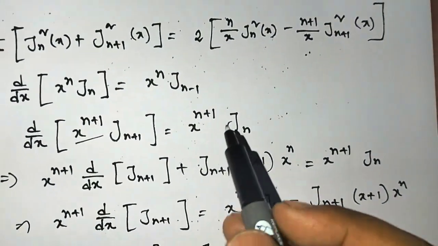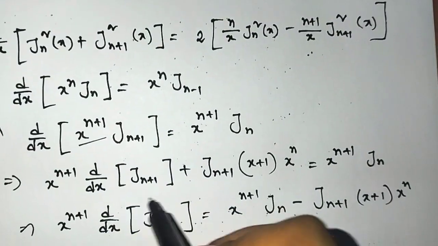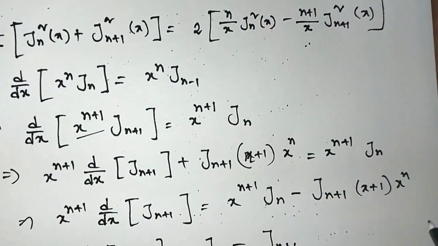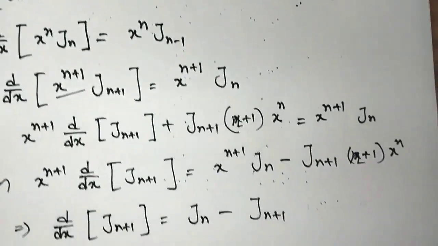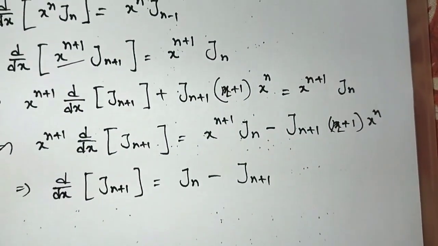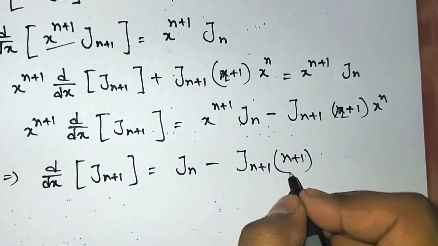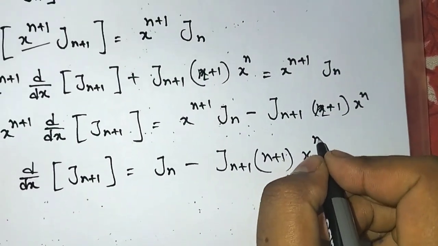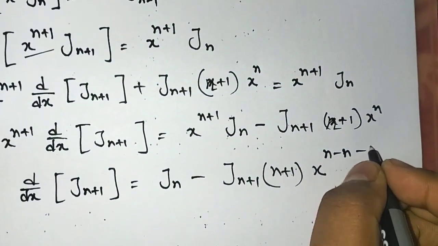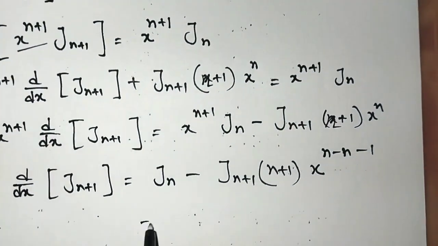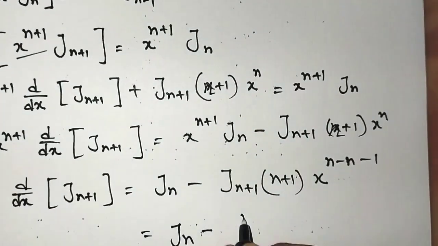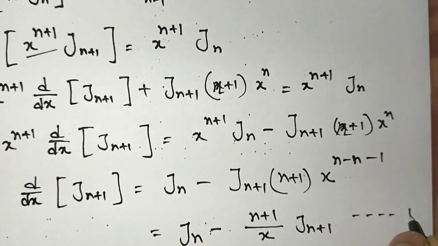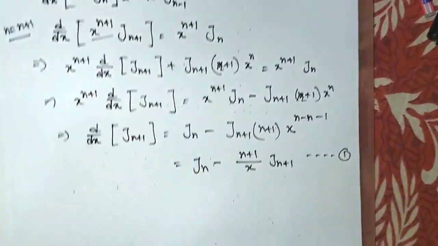I have made a mistake. Okay, J_n+1 into (n+1) into x to the power n. So (n+1) into x to the power n, J_n+1 into (n+1) into x to the power n. So x to the power n minus 1. Clear? So I can write it J_n' = J_(n-1) - (n+1)/x into J_n+1. This is equation number 1.